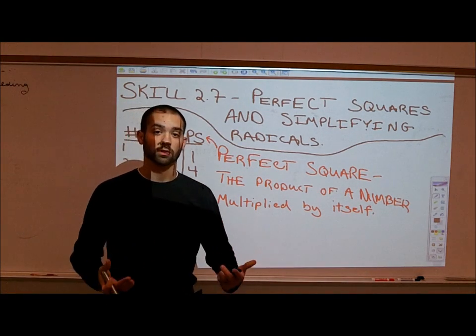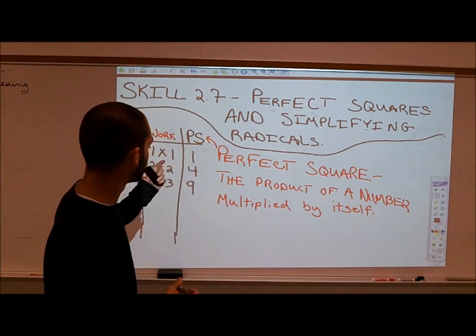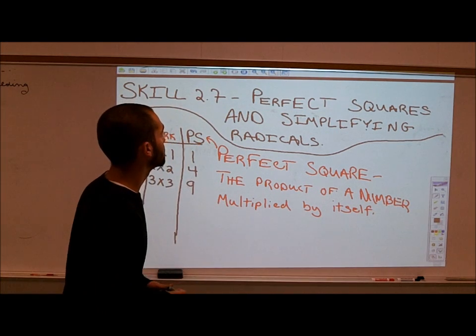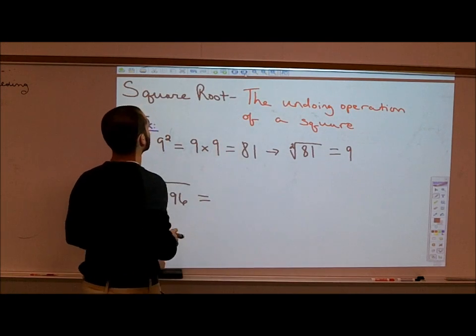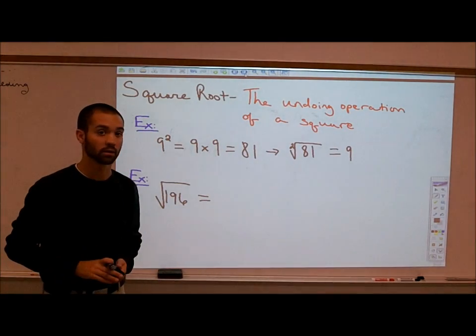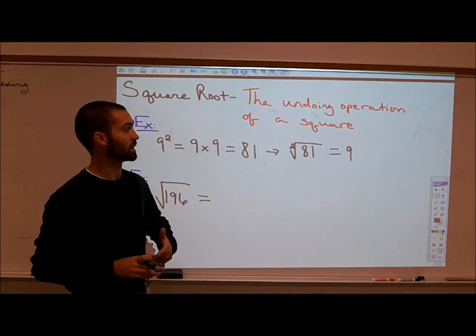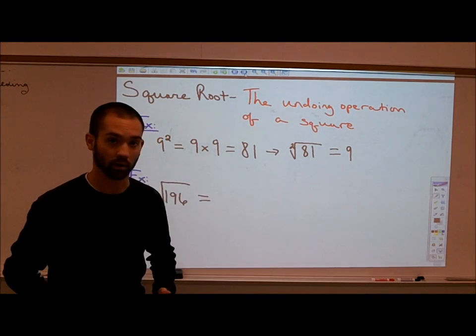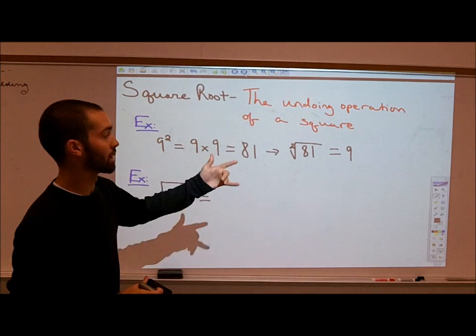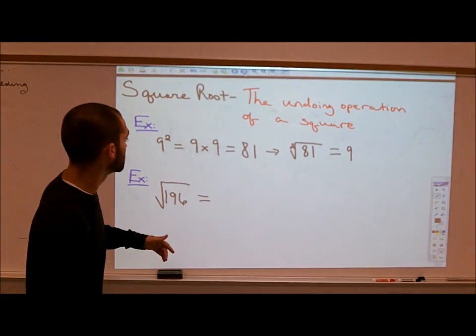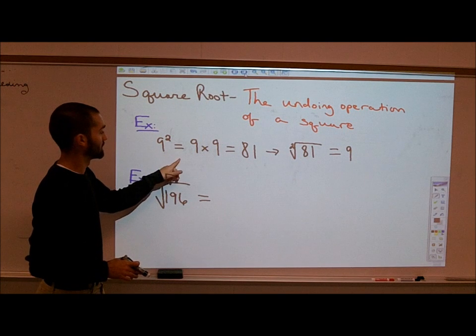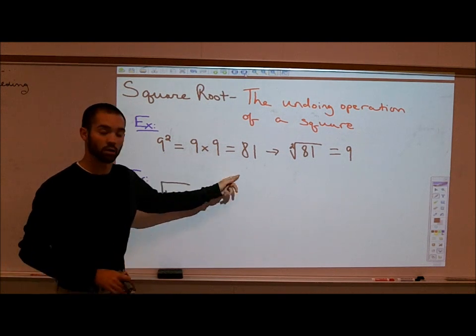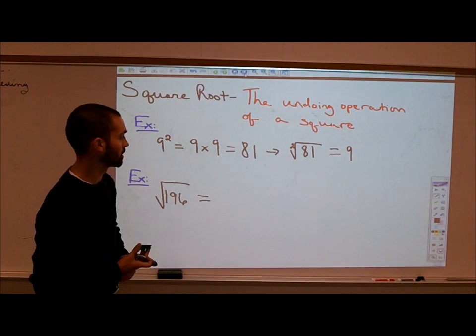All right, you just got done pausing, you completed your table. We're going to move on to our next topic. Okay? It's called the square root. The square root is the process of undoing a square, or it's the undoing operation of a square. So for example, we have 9 squared. Well, 9 squared means 9 times 9, which is 81, which you should have just completed in your chart.